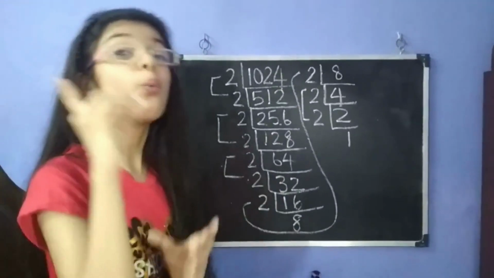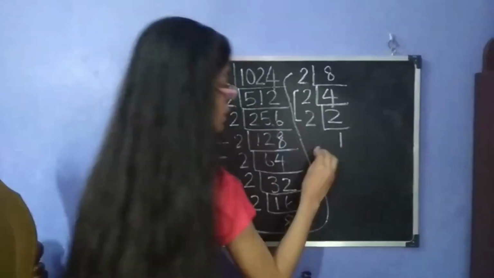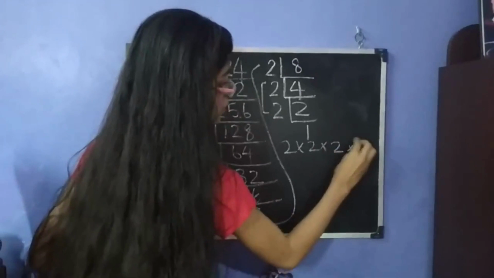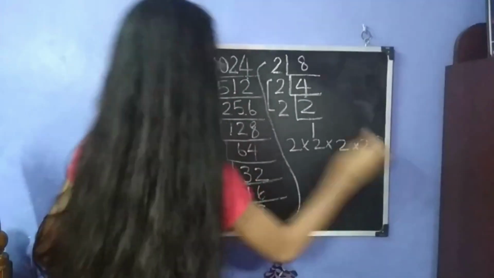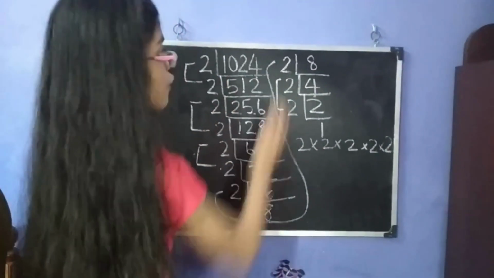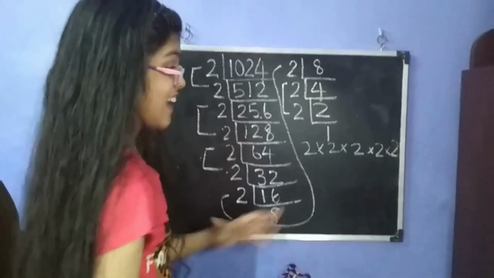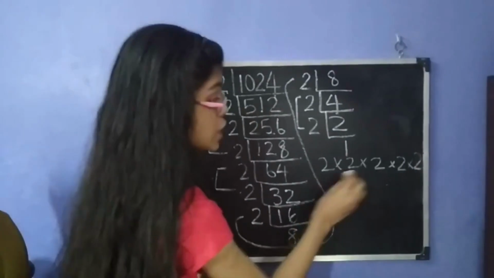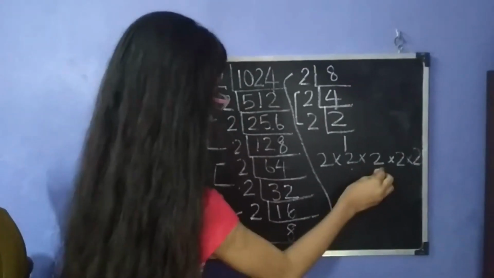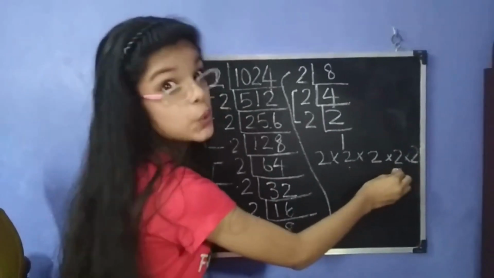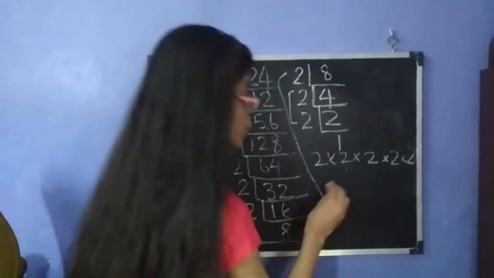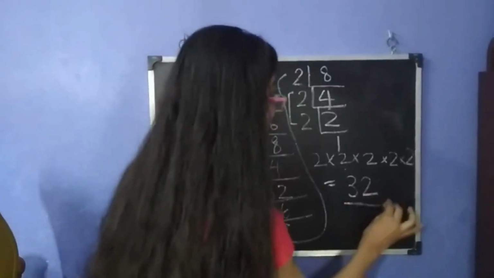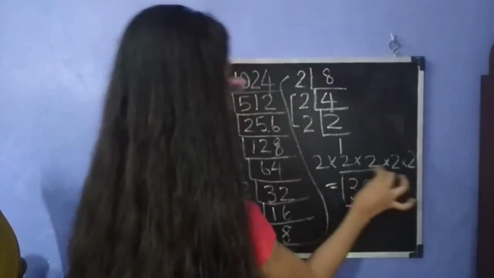So we have to take 1 pair each. So it's going to be 2 times 2 times 2 times 2 times 2, because 1, 2, 3, 4, 5. Now we have to multiply 2 5 times, or 2 raised to 5. So 2 times 2 is 4. 4 times 2 is 8. 8 times 2 is 16. And 16 times 2 is 32. Yay! We found the square root of 1024.